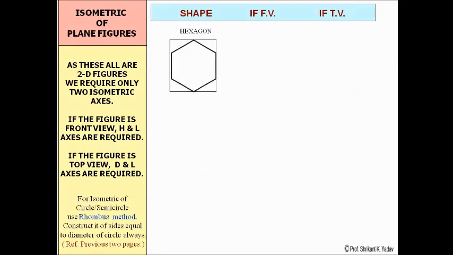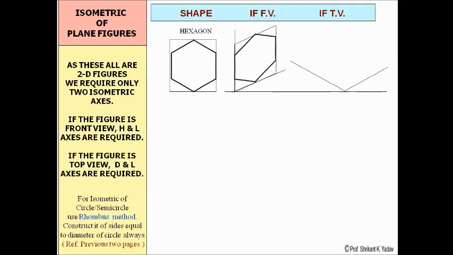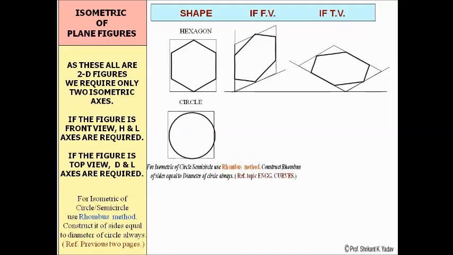For a hexagon, you have to fit that hexagon into the rectangle or square, and then you have to transfer that hexagon onto the isometric plane. The same procedure you can use as we used for the pentagon. So the same pentagon procedure you can use for transferring the hexagon itself. So this is transferring of hexagon on the vertical plane, and this is transferring of hexagon on the top plane. The circle procedure we have already seen.